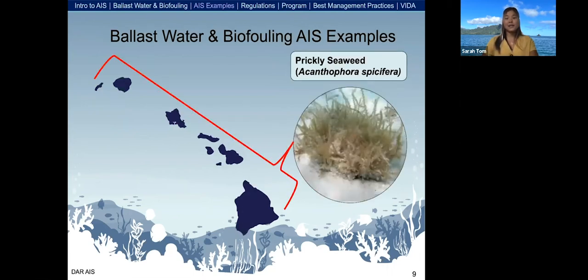Lastly is prickly seaweed, and it's well established on all Hawaiian islands. It was unintentionally transported by ballast water or hull fouling and spreads through fragmentation. They negatively impact the ecosystem by outcompeting native algae and coral, and they grow over coral, shading it from sunlight.